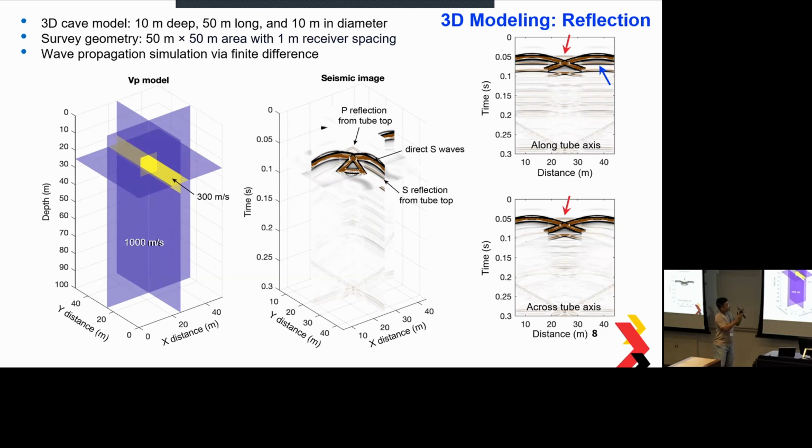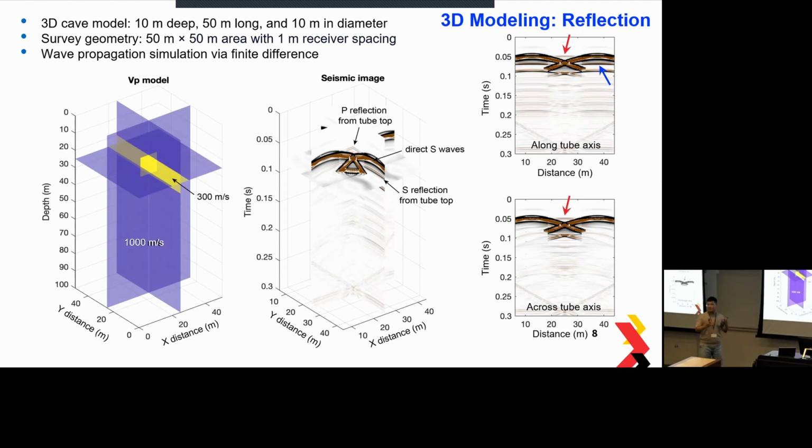On the final seismic images, both P and S wave reflections are visible, but compared to S wave reflections, P wave reflections are much weaker, and they are strongly interfered with by the direct S wave arrivals. So this is the P wave reflection, and this is the stronger S wave reflection from the top of the tube. This is along the tube axis, and across the tube axis, we can still see this weak P wave reflection. But in both directions, they are strongly affected by the direct S wave arrivals. This poses challenges for our interpretation of real field data.